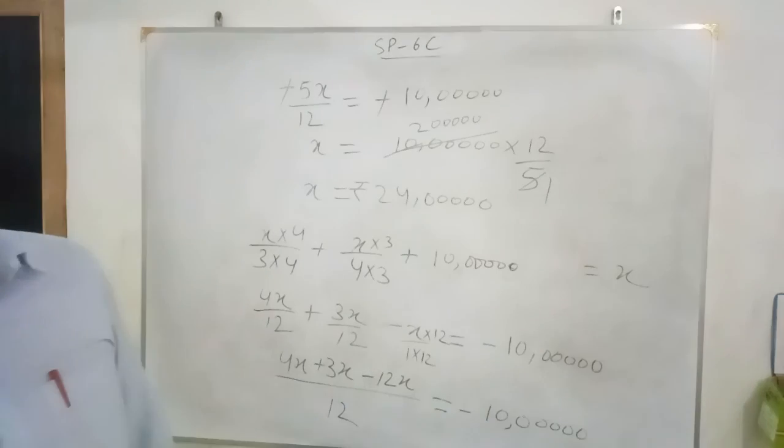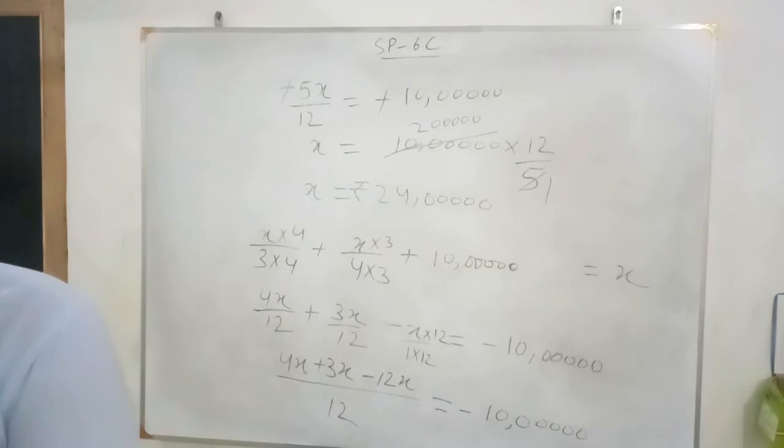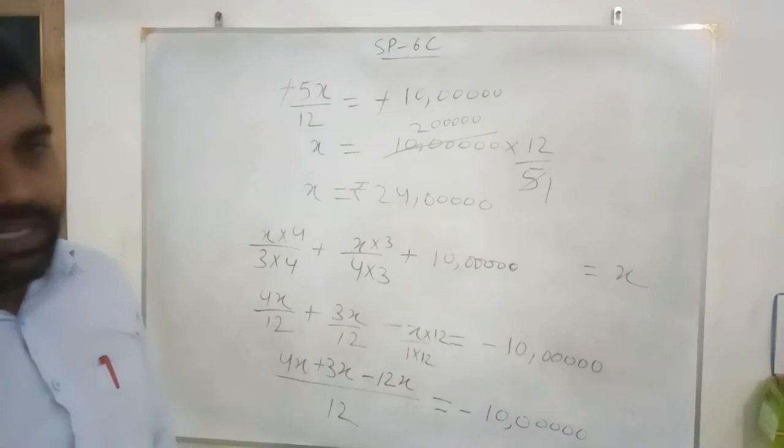In the next class we will start the new lesson, self practice 7. This self practice 7 is for ratio and proportion and unitary method. So we will do this in the next class.